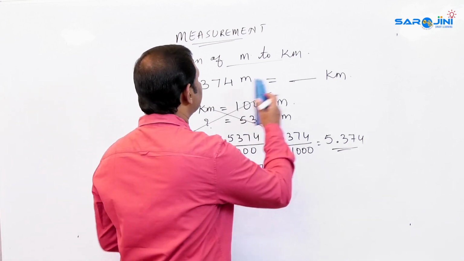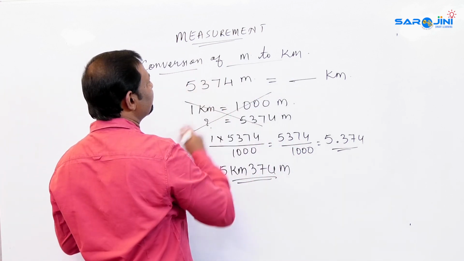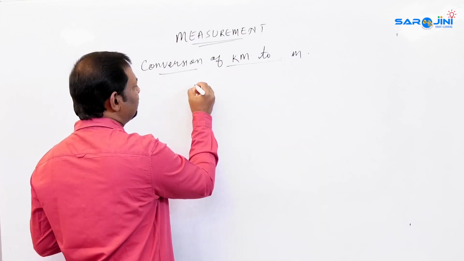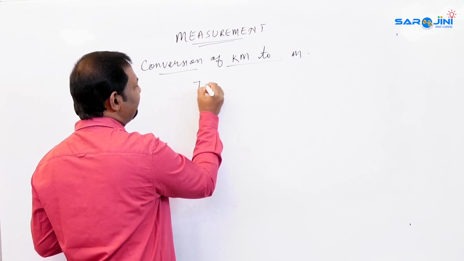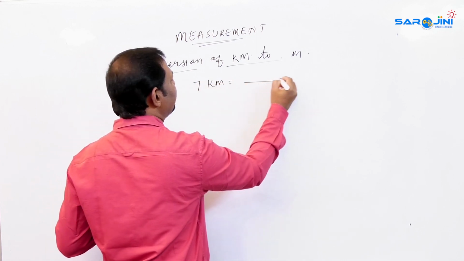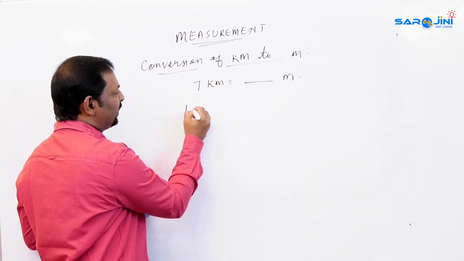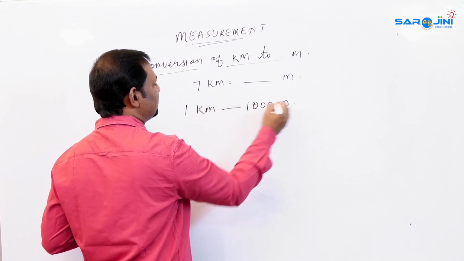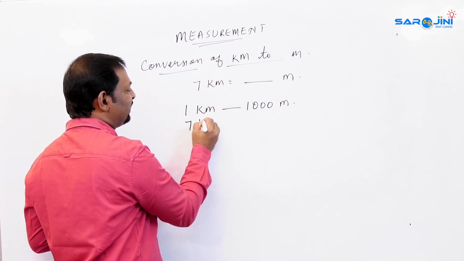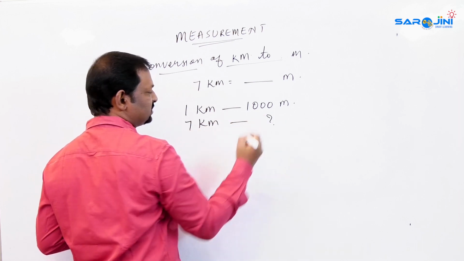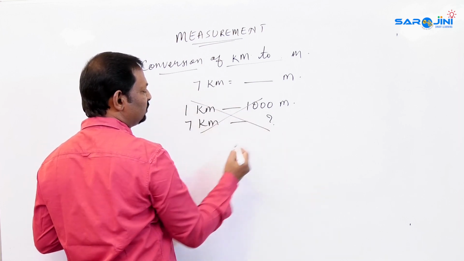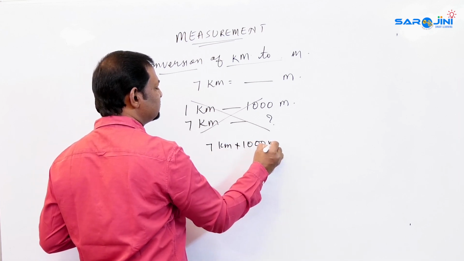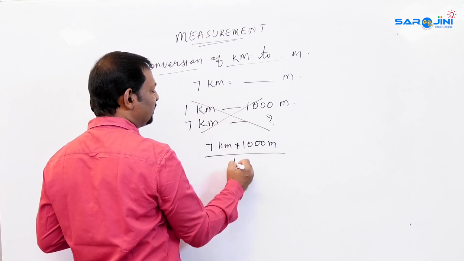Suppose the same thing, if you convert kilometer to meter, then that is simple. As I told, suppose 7 kilometers is equal to how many meters? Simple. 1 kilometer, what? 1,000 meters. 1 kilometer is equal to 1,000. So 7 kilometers is equal to how much? So now here, just now I told you the technique: 7 kilometers into 1,000 meters divided by 1 kilometer.